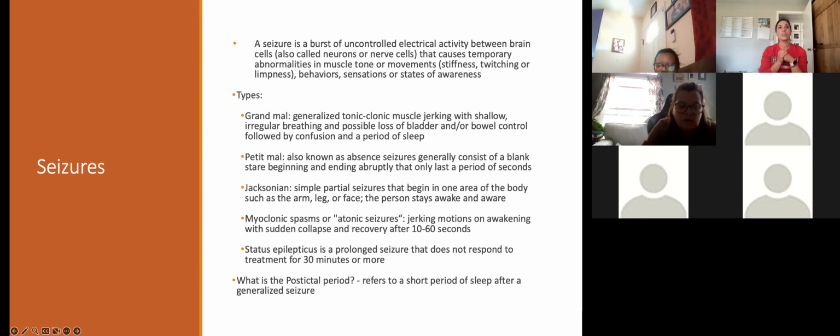Myoclonic spasms or atonic seizures are those jerking motions that happen when they wake up and then they have a sudden collapse and should recover shortly afterwards. So just jerking motions and then we suddenly collapse. And then any seizure that lasts for 30 minutes or more and does not respond to medication is considered status epilepticus.